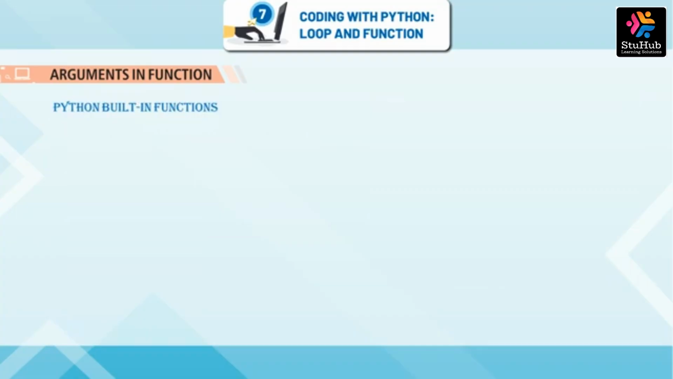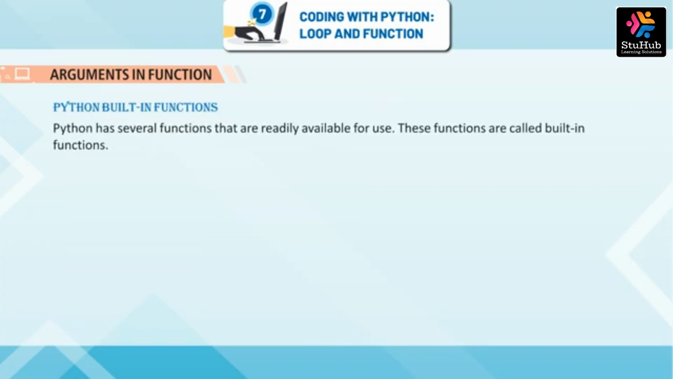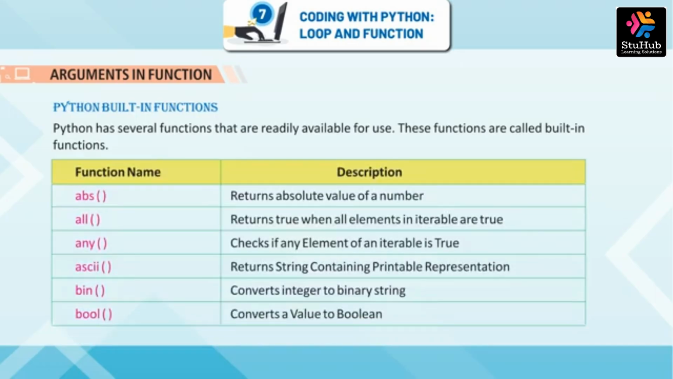Python built-in functions. Python has several functions that are readily available for use. These functions are called built-in functions. Function name and description. abs returns the absolute value of a number. all returns true when all elements in an iterable are true. any checks if any element of an iterable is true.